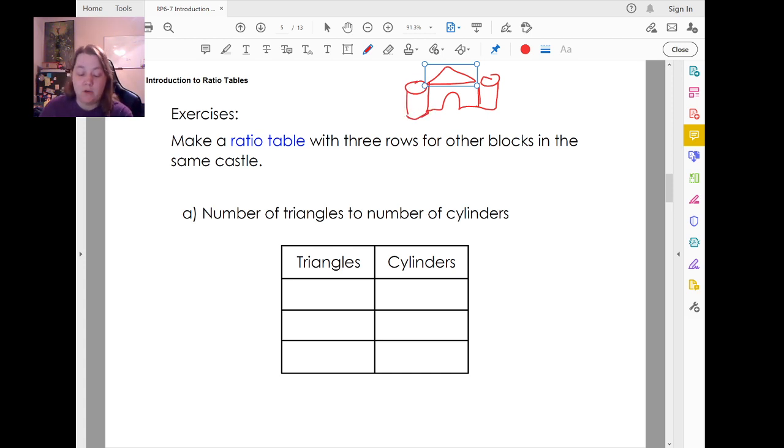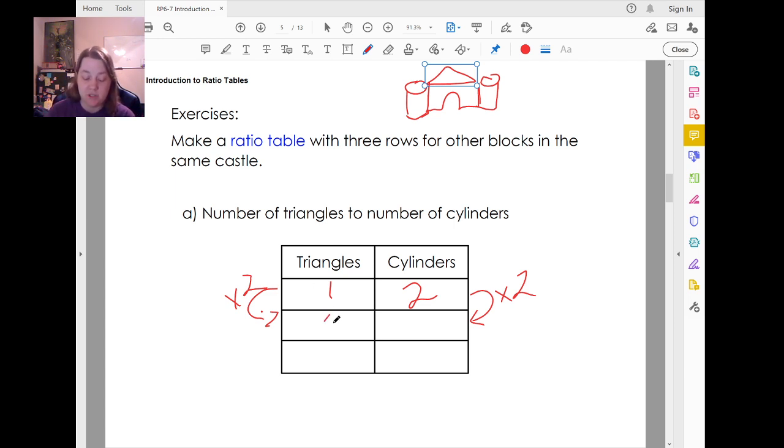So we want to know number of triangles to number of cylinders. Well, in the original castle, I see 1 triangle and 2 cylinders on either end. What happens if I want to double that castle? Well, I'm going to go ahead and multiply the original castle by 2. And I have to remember to do the same thing on both sides. That is very important to make sure that you're doing the same thing on both sides.